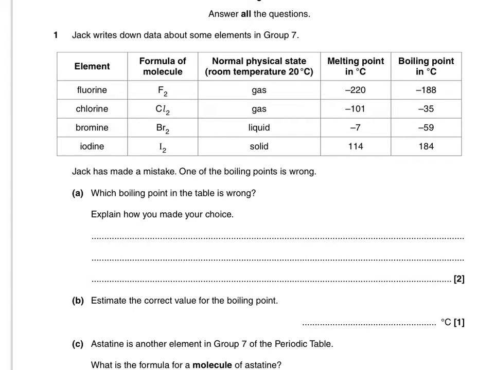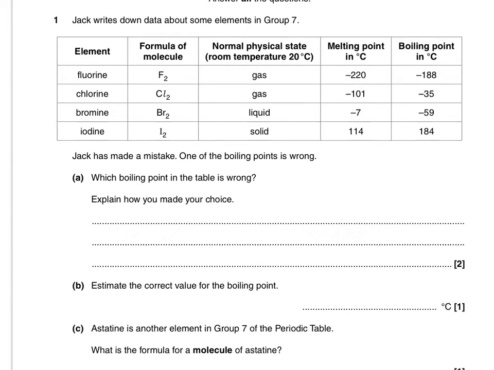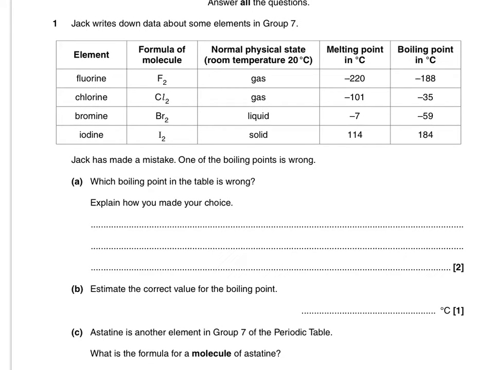Okay, so we look at this. We've got Jack writing down some data about some elements of group 7. Jack has made a mistake, so we've got to identify that mistake. It says one of the boiling points is wrong, which boiling point in the table is wrong, and explain it. So we're going to get a mark essentially for a statement and an explanation, which is okay.